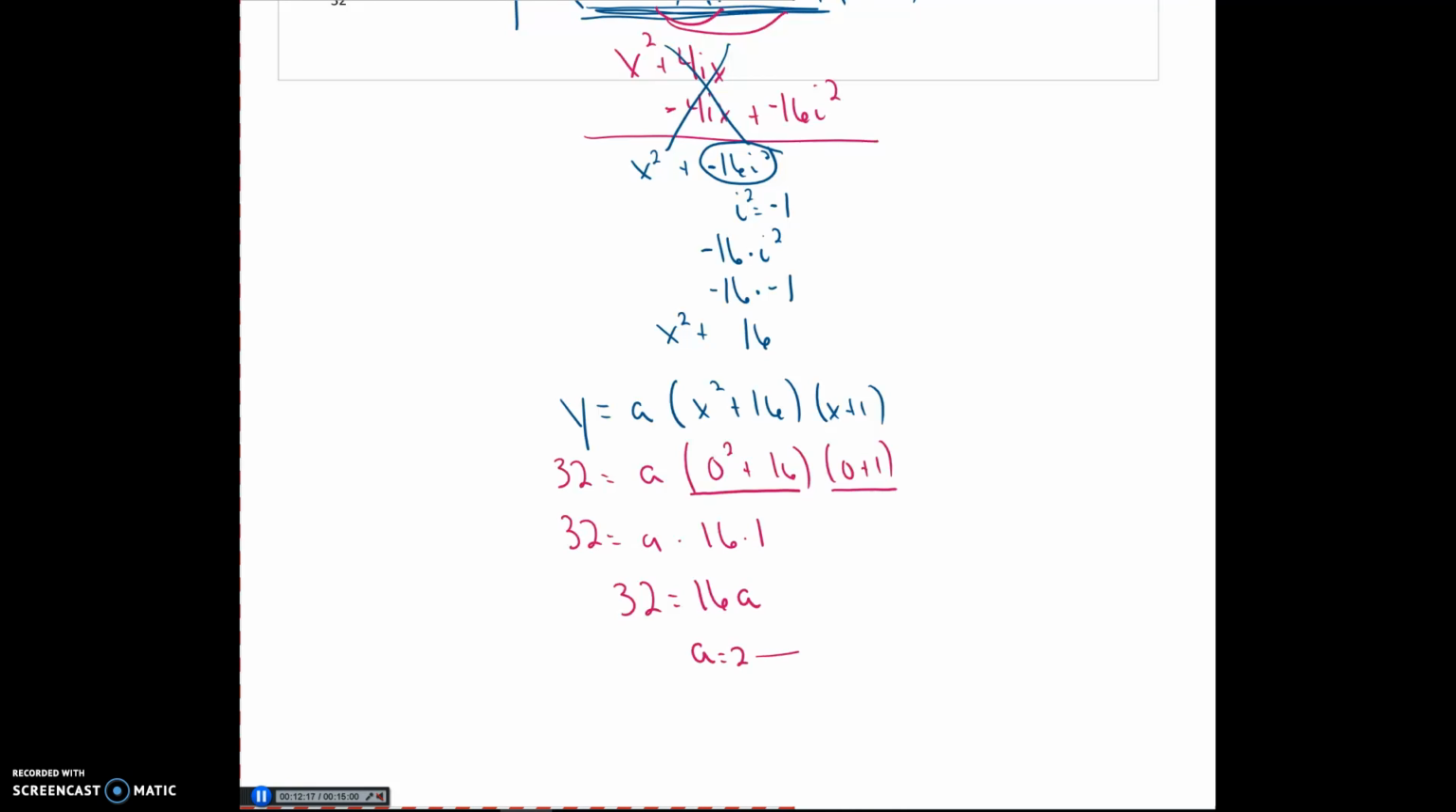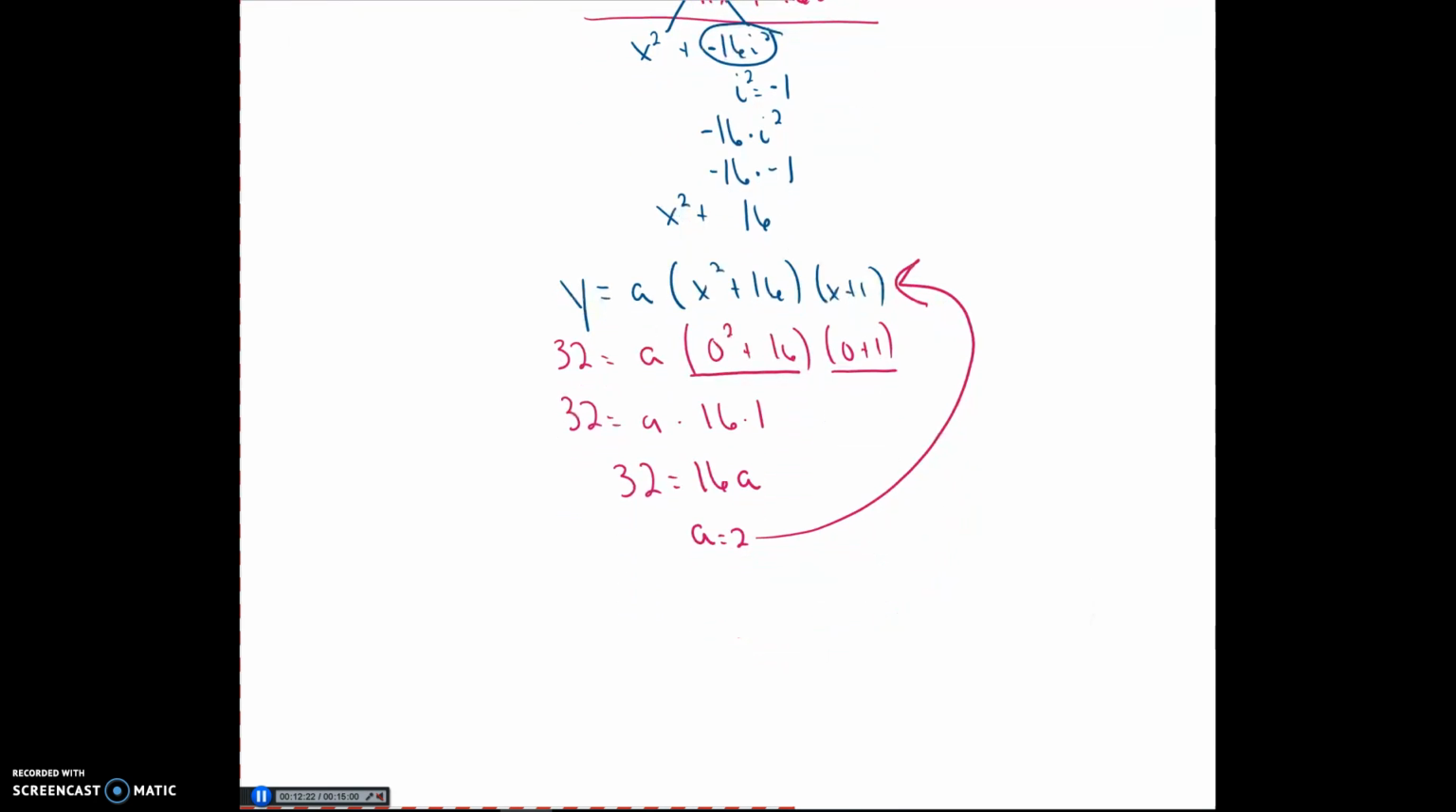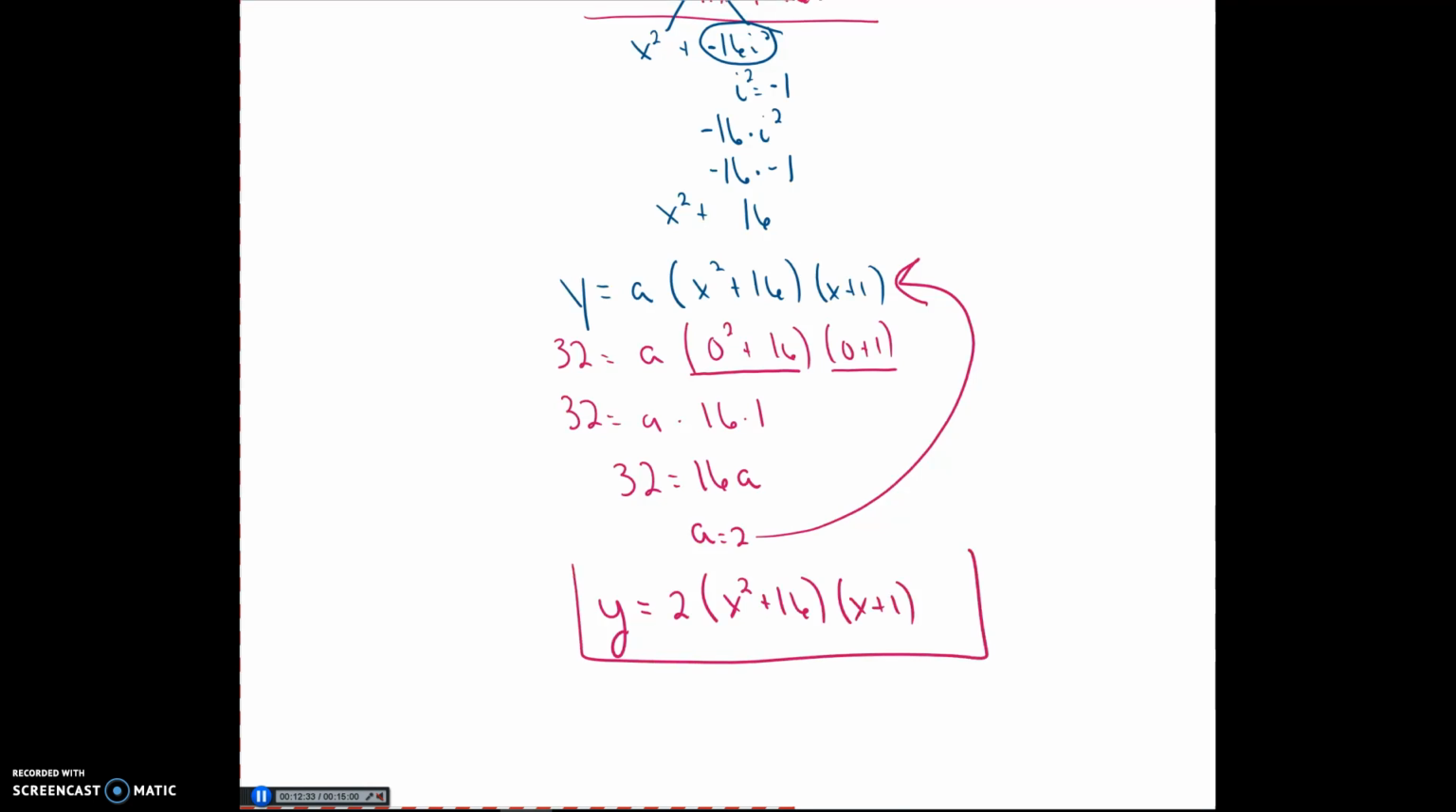And then I'm going to go back to up here, because this is basically my answer. I'm just going to replace that a with a 2. So finally done, it's y equals 2 times x squared plus 16 times x plus 1. And that's it. And that is the chapter 4 review.